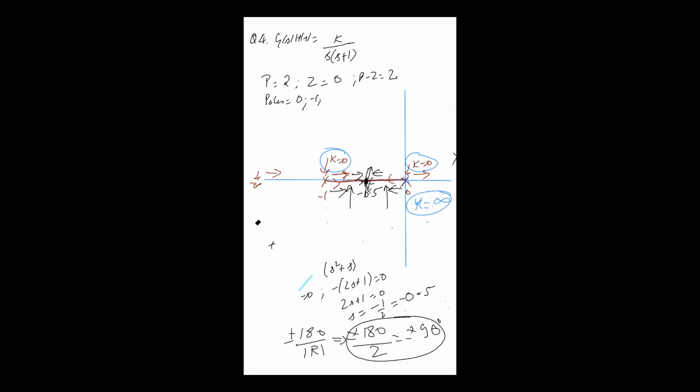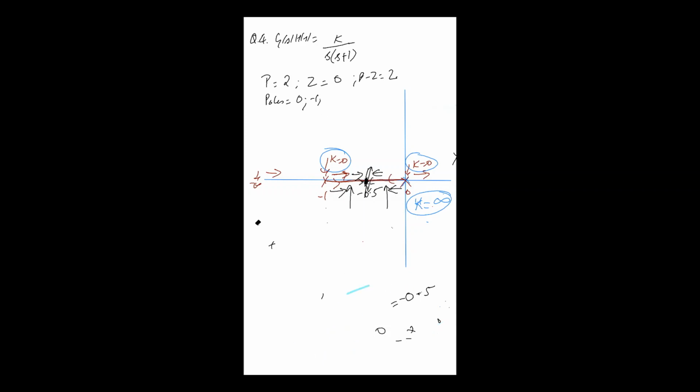The branches which are terminating at infinite will do so along asymptotes. So we'll have to take out the centroid actually. First we have to calculate asymptotes. Let us see how to calculate asymptotes. An asymptote is calculated by angle alpha, which is given by 180 degree, 2q plus 1 upon p minus z, where q ranges from 0 to p minus z minus 1. Here p minus z is 2, so p minus z minus 1 will give you 1. So values of q will be 0 and 1. Put the values of q, 0 and 1, into this formula.